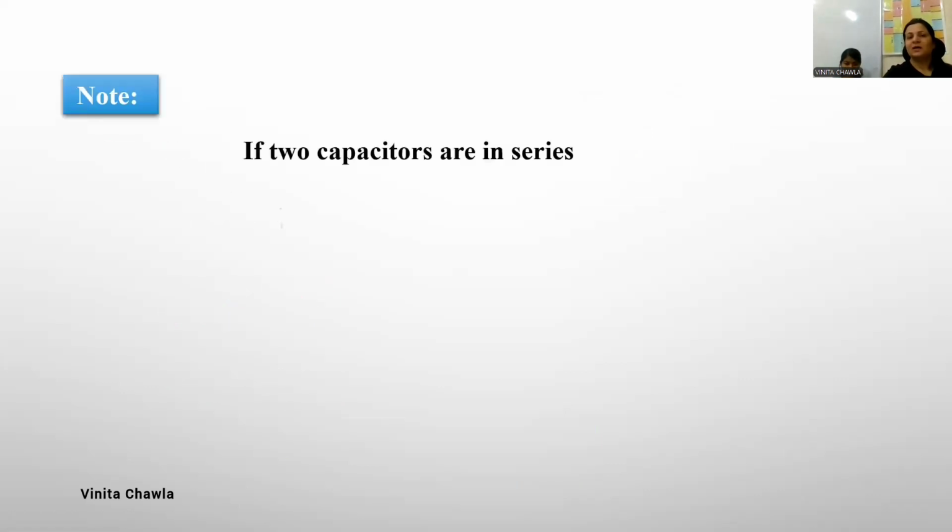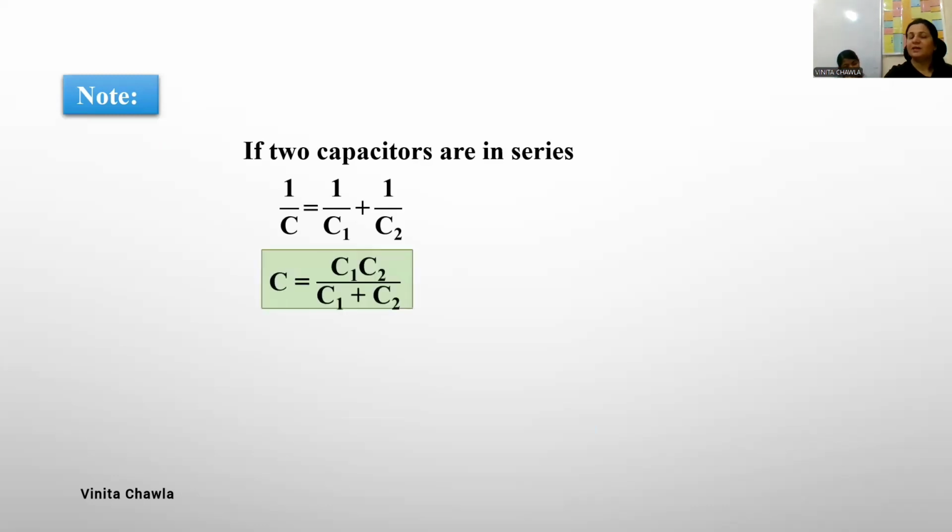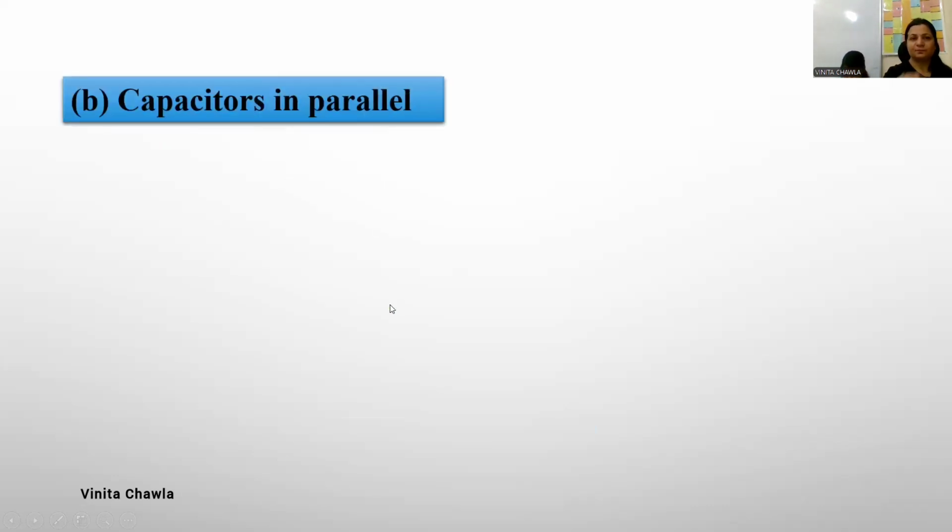If two capacitors are in series, then we write like this. For two capacitors, we can take the LCM. LCM of these two is C1 C2. In the numerator, we get C1 plus C2. Now take the reciprocal to get the equivalent capacitance. So C is C1 C2 upon C1 plus C2. This is for two capacitors.